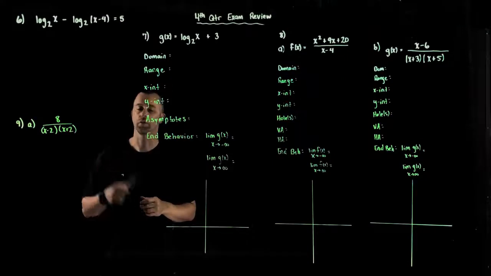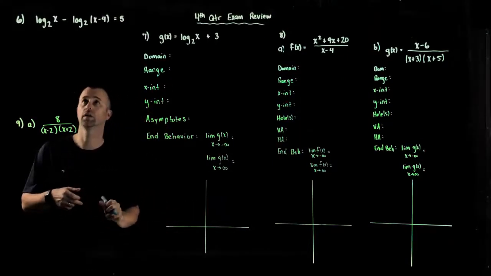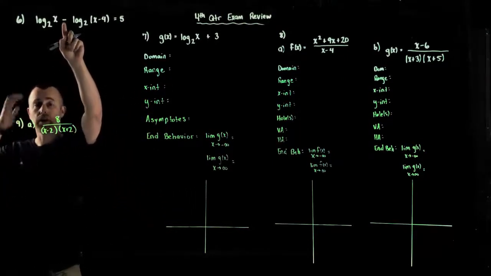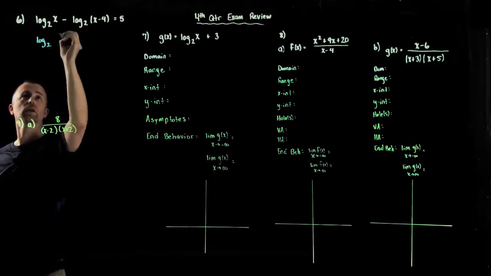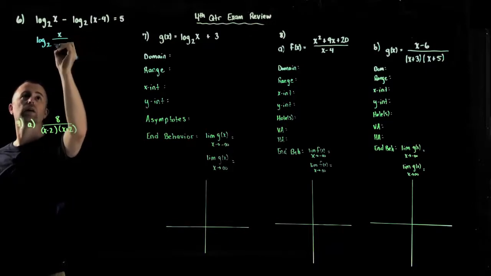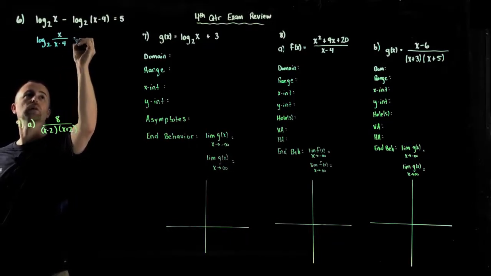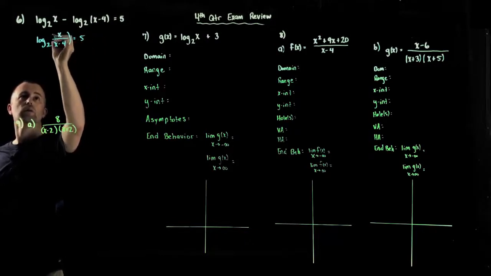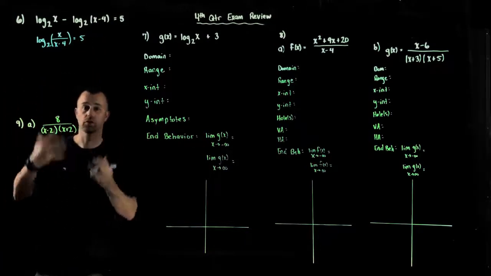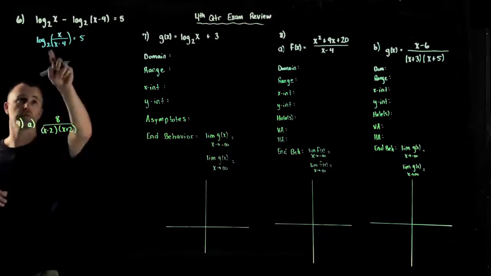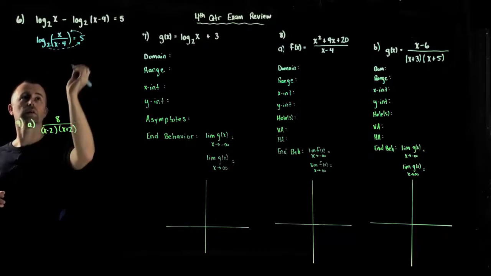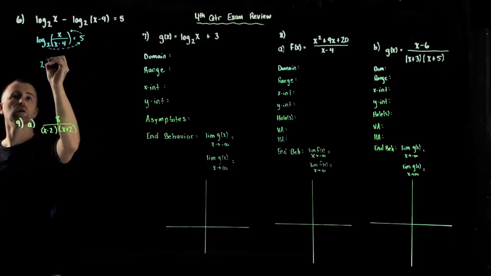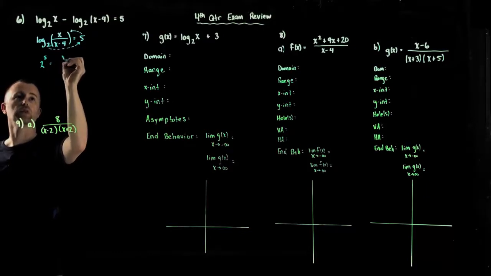All right, now number 6, we're condensing logs again. So here we are subtracting, which means we're going to divide our inputs. So this is going to be log base 2 of x divided by x minus 4 equals 5. So here we have a condensed log, so we're going to write it as an exponent. So this is going to be 2 to the 5th. We're going to take this, raise it to that power, set it equal to that. So this is going to be 2 to the 5th power equals x over x minus 4.